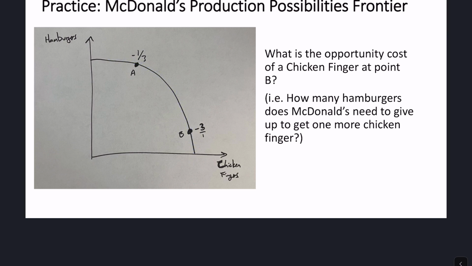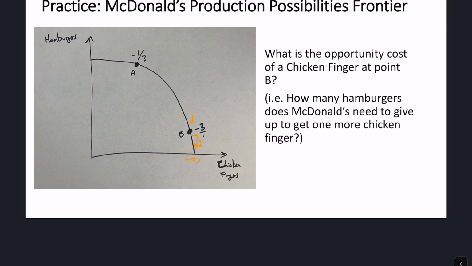All right, so for this question, we want to know what is the opportunity cost of a chicken finger at point B. So here we are at point B, right? We want to know the opportunity cost of a chicken finger, so we want to go out in that direction. With one more chicken finger, how many hamburgers do we have to give up? Okay. And so we want to go in the direction of over one and down how many? How many do we have to give up in terms of hamburgers to get back down to that PPF if we increase chicken fingers by one?